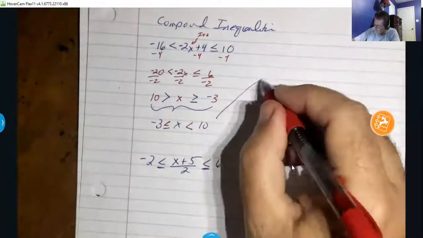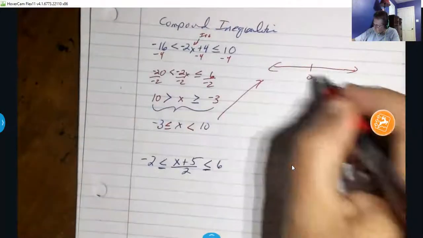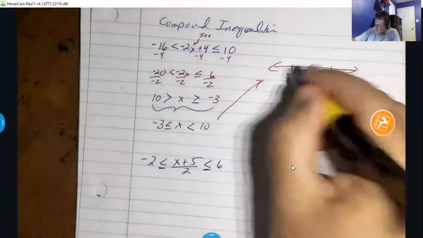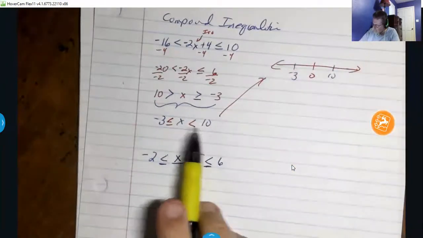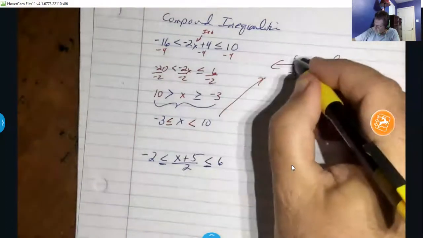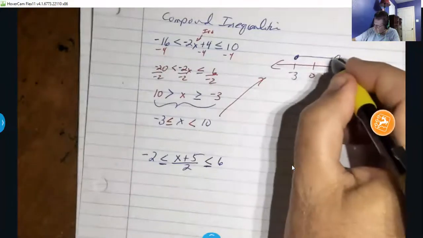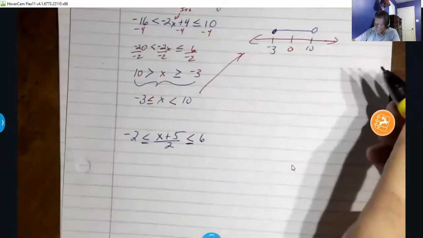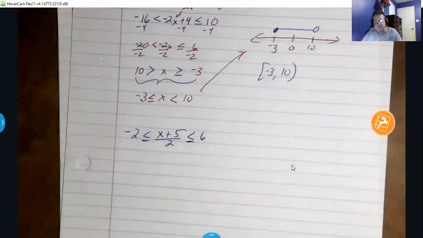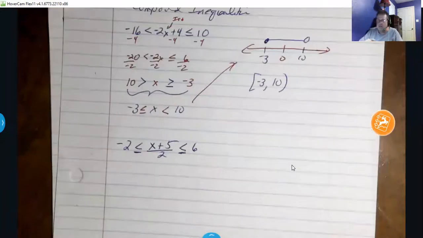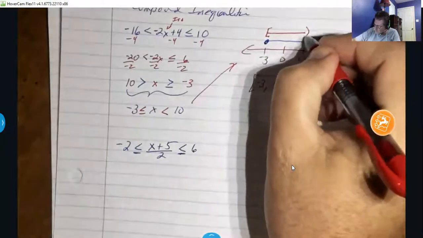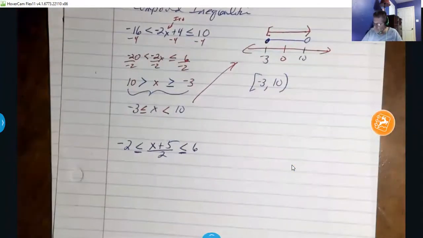Now, how does this translate to a number line? Well, here's 10. Here's negative 3. At 10, it is an open, so I'll put an open here. At negative 3, it's a closed. And then we connect in between. This would be negative 3 all the way to 10 in interval notation. On your graph on the WebAssign, you can do it like this. Hard bracket, connect to a soft bracket. Okay, so that also works.